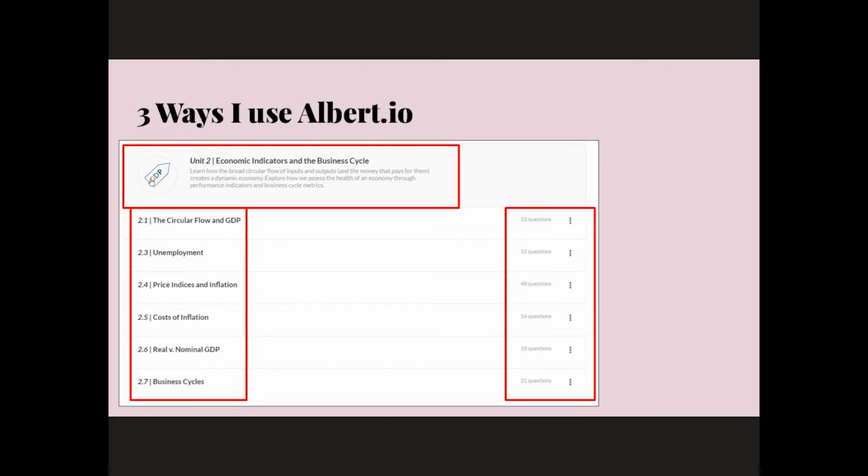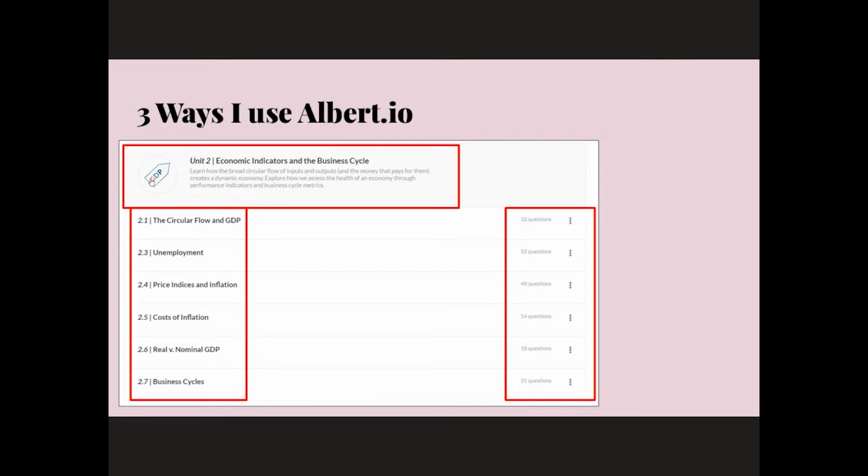So I want to cover 3 ways in which I use Albert IO in my AP classes. And the first is just simply the number of questions. I know that it's difficult to write this many questions or find them in some of the textbook materials, but having them in one easy to use dashboard like this, you can find tons of questions that are already linked to the new AP curriculum from a couple years ago.